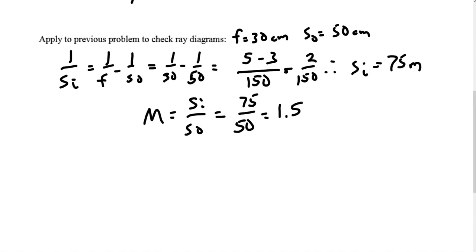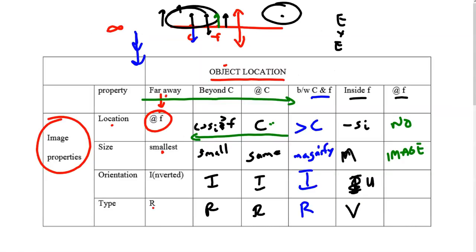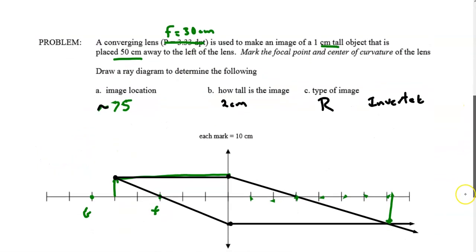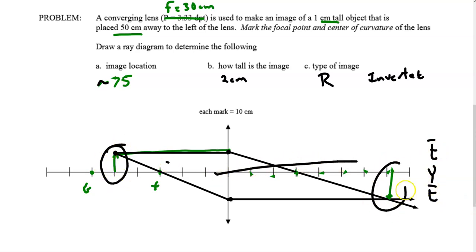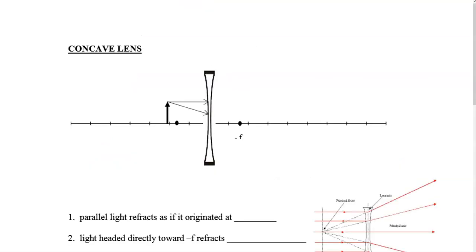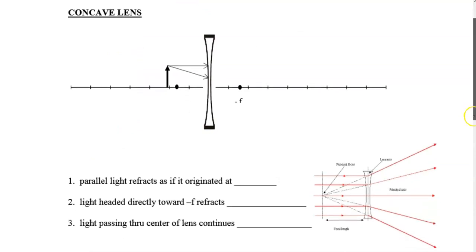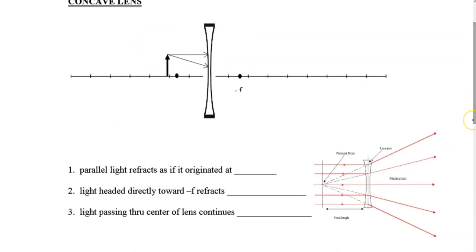Just keep in mind when you're looking at a lens, this pattern: when you're looking through the lens, your eye is on the opposite side of the lens from the object. You're looking through the lens to see where the object is, and it appears to be right there. So make sure you can distinguish between object and image. All right, so what do we do for a concave lens? And this is a doubly concave lens.